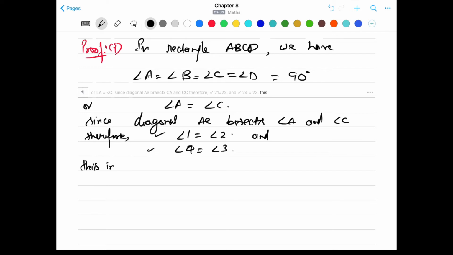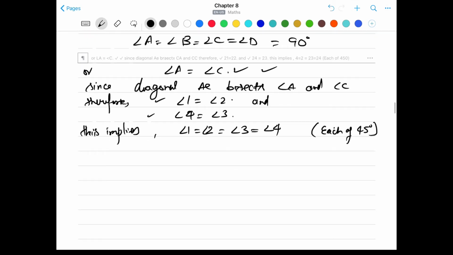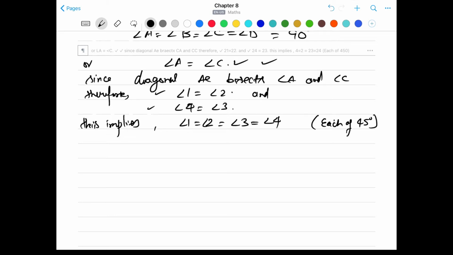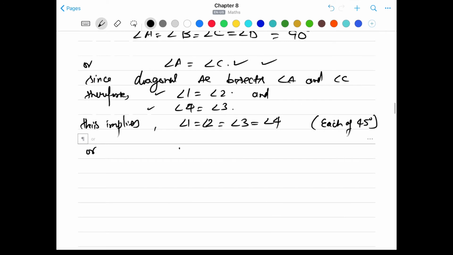Or we can write this implies that all four angles will be equal. That is, angle 1 is equal to angle 2 is equal to angle 3 is equal to angle 4. Why are they equal? Because they are the half of the equal angle. We have angle A equal to angle C, and they are the half of the equal angle, and each will be of 45 degrees. As these angles are 90 degrees, their half will be 45 degrees. From here we can write that angle 1 is equal to angle 3.